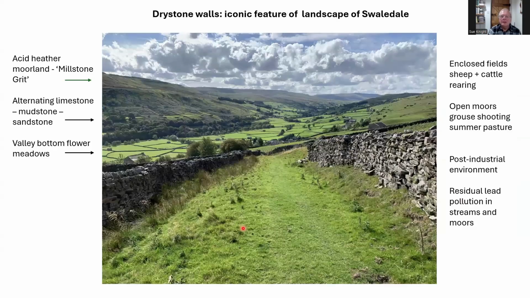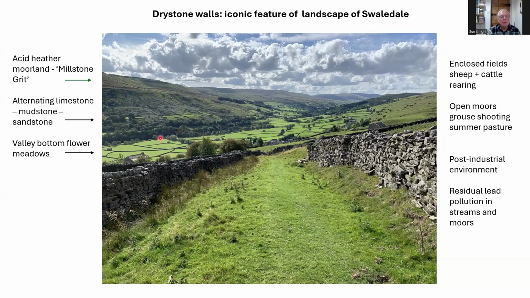Here's a typical picture of the valley itself. You can see that the limestone walls are an iconic component of the whole of the landscape. You also notice that there are relatively few trees to be seen or hedgerows, and that the walls themselves are the main substrate for lichens in the area.